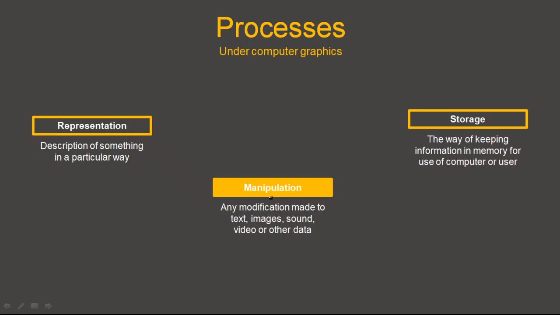The third thing is storage, the way of keeping information in memory for use of computer or user. The graphics stored in memory, save for the later use that may be used by computer, that may be used by the user, is the storage. These three processes are very important under computer graphics.